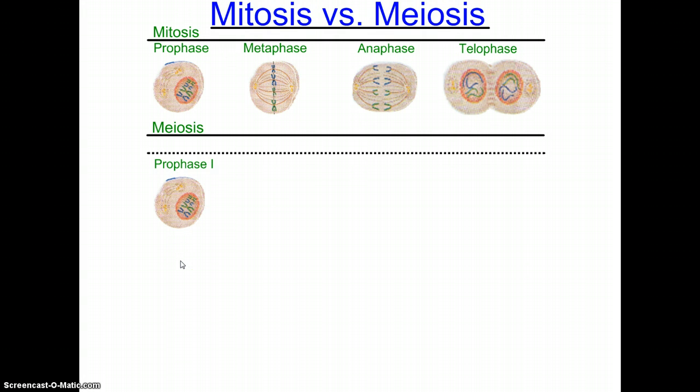Do you notice any differences between Prophase I and prophase of mitosis? They're identical. They're literally the same picture. I'm afraid there's no differences between prophase in mitosis and Prophase I in meiosis, other than the name.